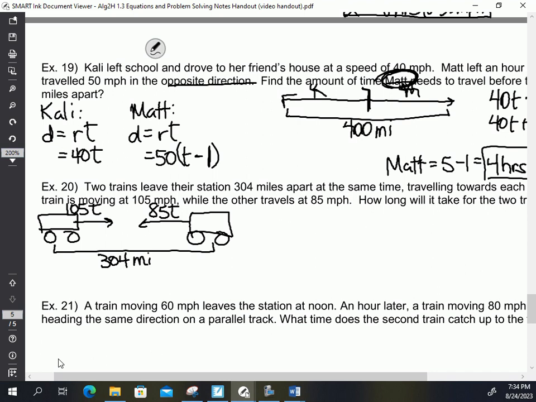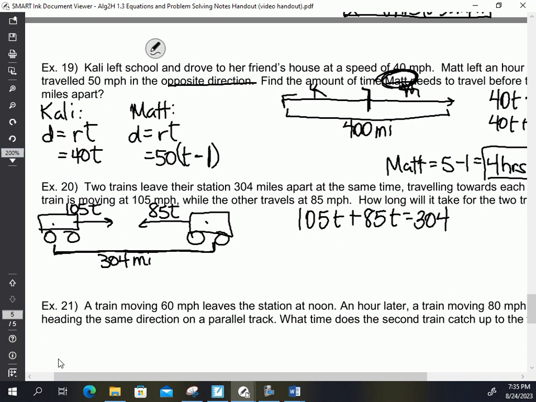They're coming on a collision course to each other. They're 304 miles apart. They're going to eventually meet each other. In order to meet each other, they're going to have to cover those 304 miles. Now, the faster train might cover more of it, but in order for these two trains to meet, they have to cover all 304 miles. So you can add them up and set them equal to 304 because they still got to cover all of that territory. So 105t plus 85t equals 304.